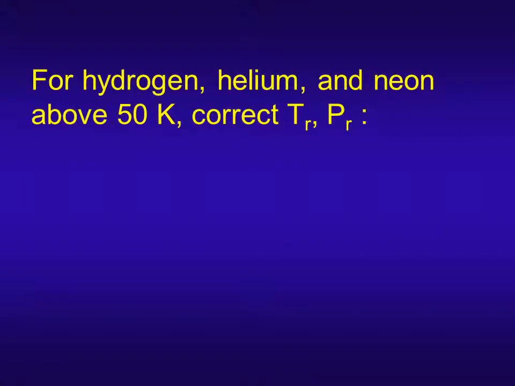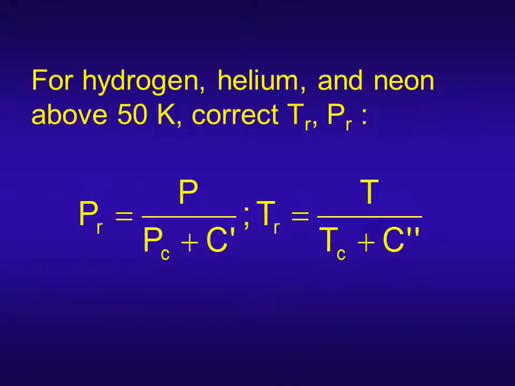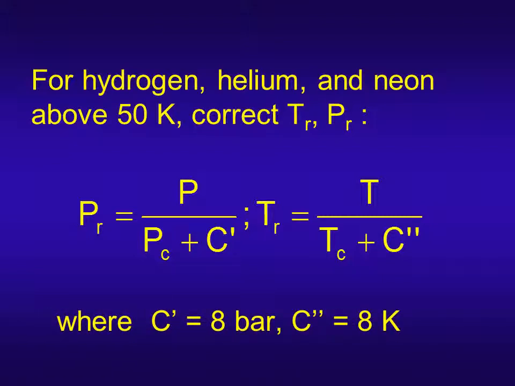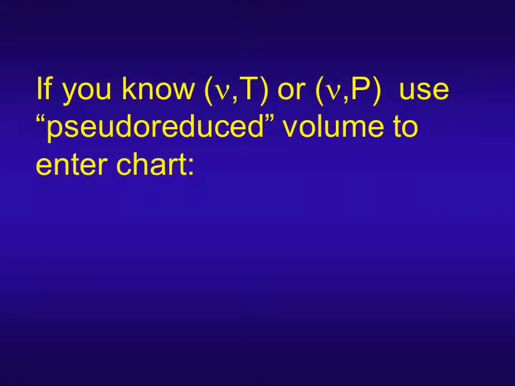Okay, there are a couple of corrections that we need to make to this compressibility factor, and those are for hydrogen, helium, and neon. We have to correct the TR and PR with these equations here. So just remember, if you're dealing with hydrogen, helium, or neon, then you have to make a little special correction to this reduced temperature and this reduced pressure to enter the chart.